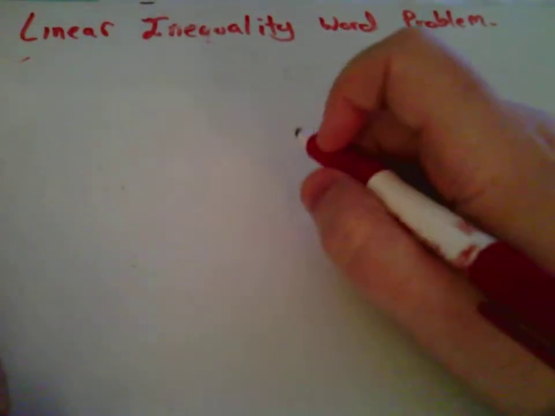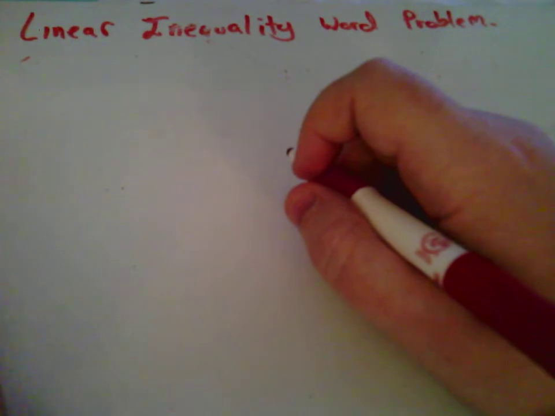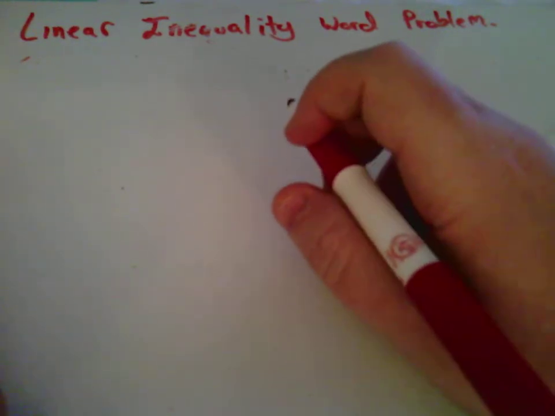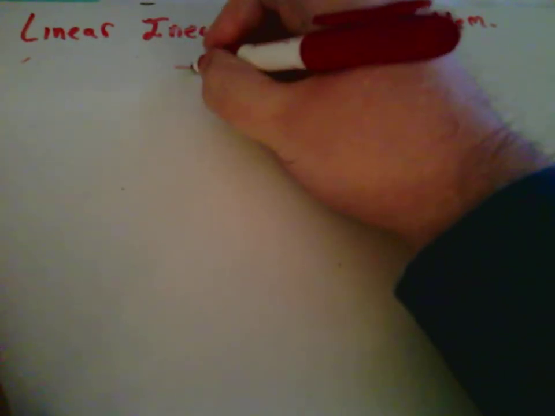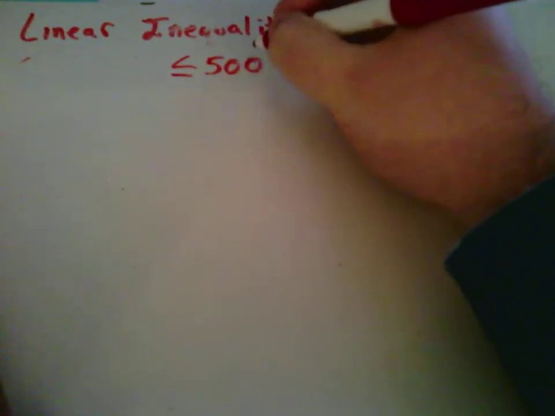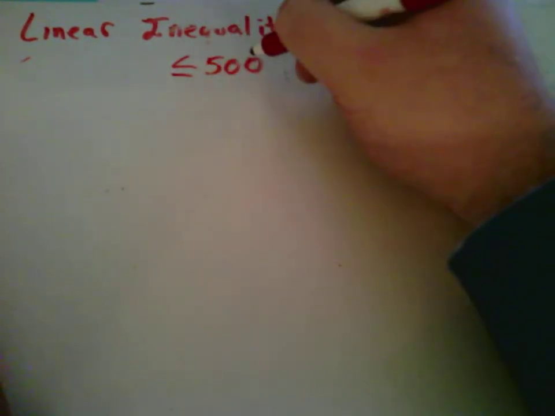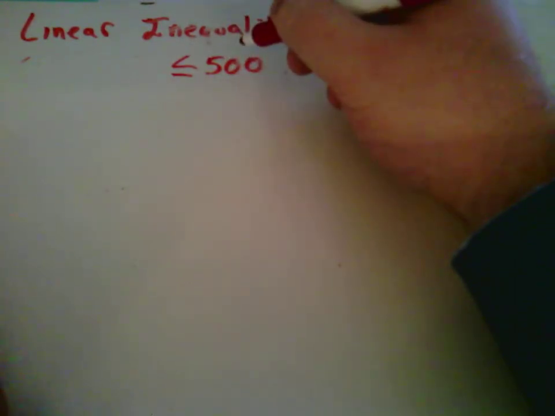Let's get started. Looking at the first part of the problem, Allie will donate up to $500 to the charity. Reading that indicates to me that Allie will donate less than or equal to $500 to the charity. She's not going to donate any more than this. She's going to donate $500 or less to the charity.